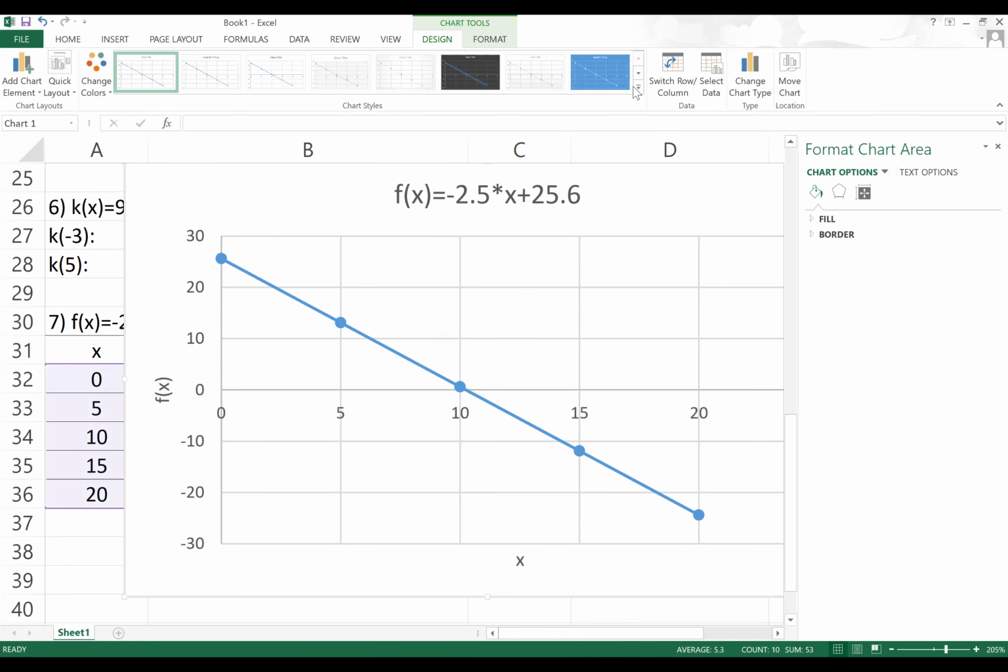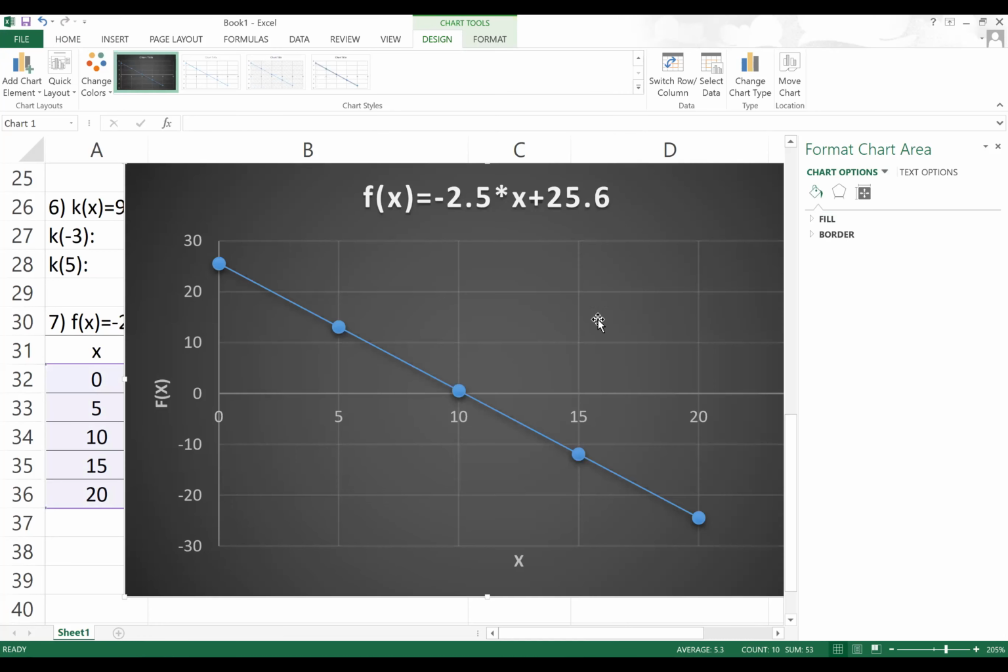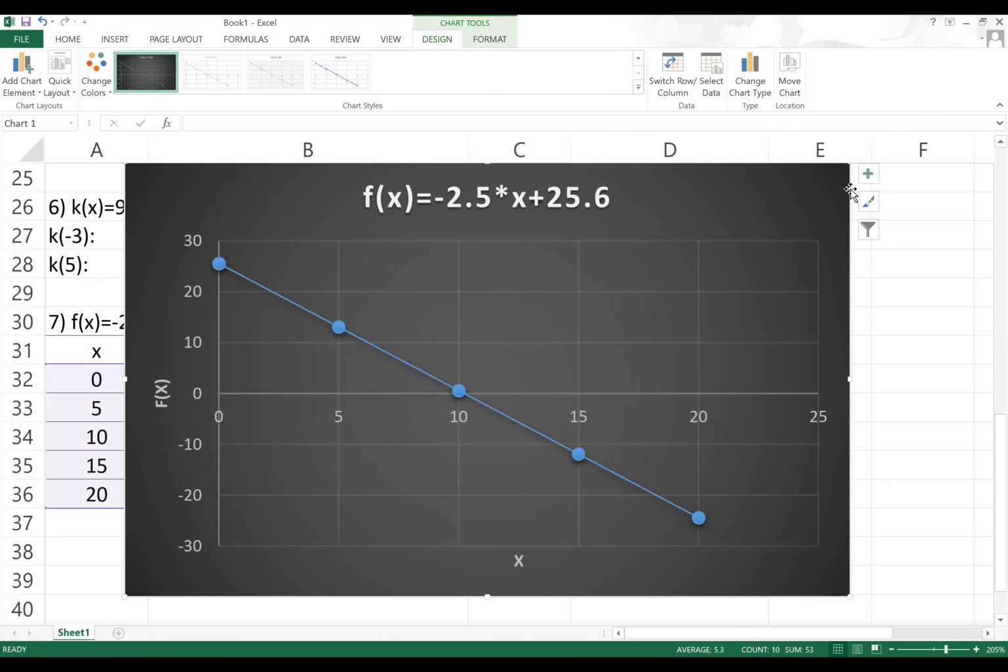All right, and you can do a lot of things, right? You can pick a design here. Let's say you don't like this design, you want to pick this one. Yeah, you can do that, right? And what else we can do? We can also get rid of the grid lines, right? It's gone, okay.